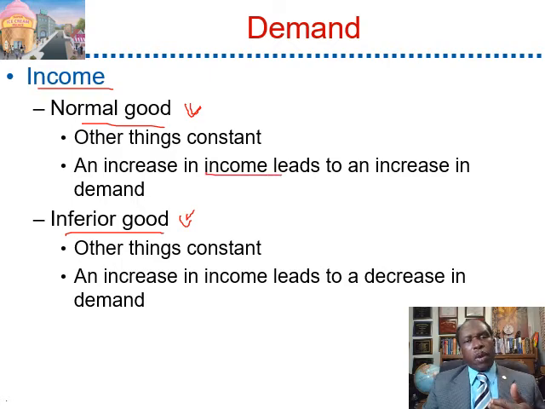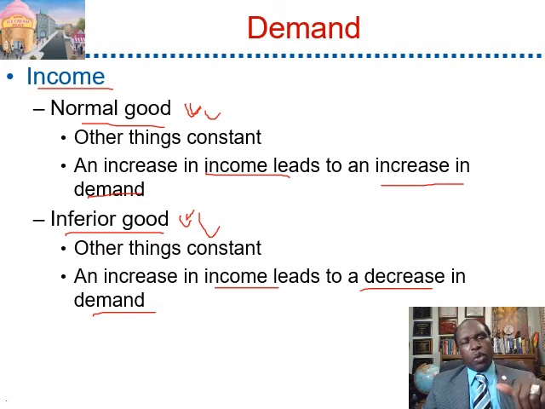The more money you make, the demand curve for normal goods will increase. The more money you make, the demand curve for inferior goods will decrease and shift to the left. For instance, as your income goes up, you're going to buy more new cars, and you're not going to buy used cars. As your income increases, you're going to travel by plane, but you're not going to travel by bus.